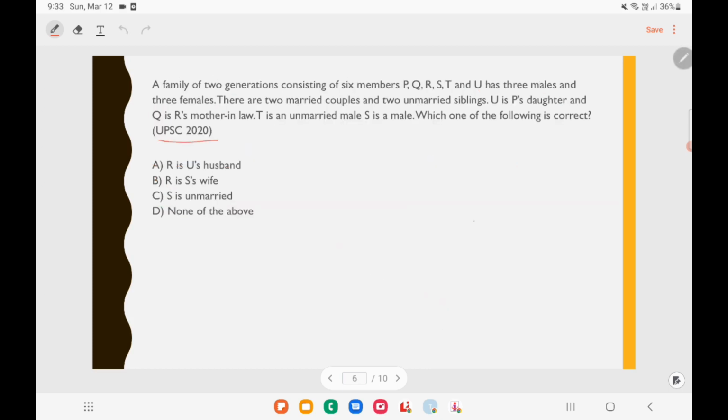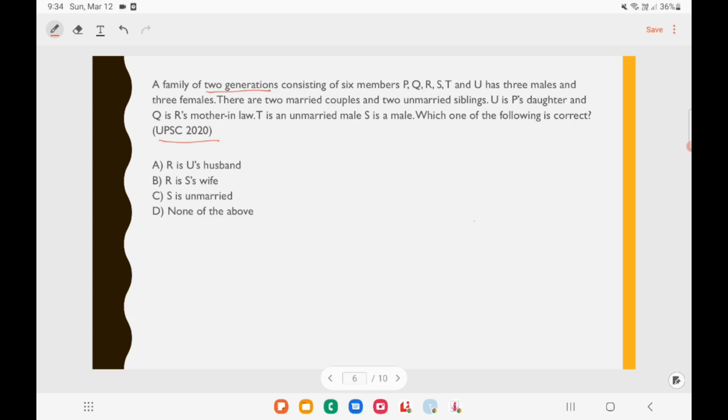This is from UPSC 2020. A family of 2 generations. And another thing I want to add here is that UPSC is usually asking questions about joint family, which is having like 6 or 7 members. If you see the last 3-4 years' question papers, UPSC has asked questions like that. So try to solve these kinds of questions, like a family having 6 members or 7 members. So UPSC likes those kinds of questions.